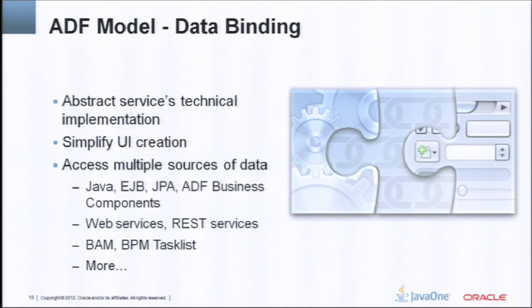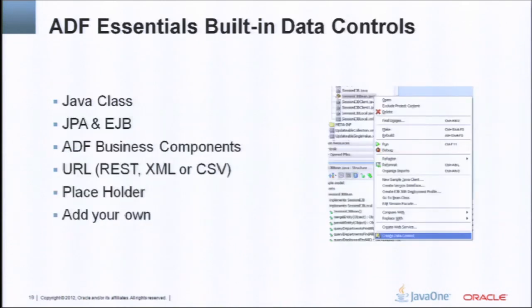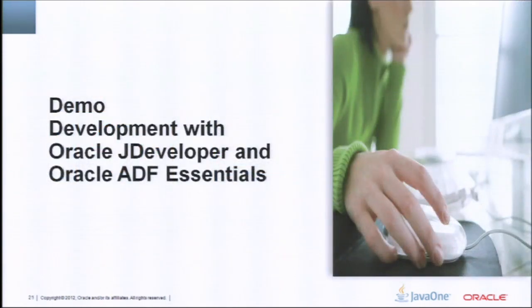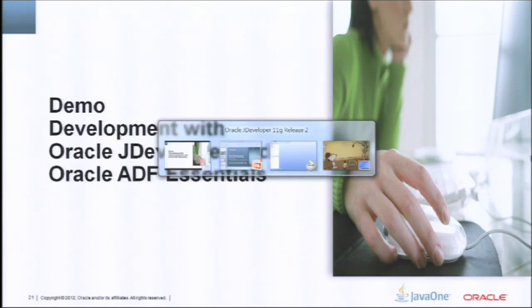And we can do it for any Java class that you give us: JPA, EJBs, web services, REST services, and a bunch of other things. This is a list of some of those. All of those things are included in ADF Essentials, which you can get for free and start developing today, either in JDeveloper or Eclipse. Both of them support visual aspects of development. So instead of showing you that part in slides, I'll actually go and build an application.